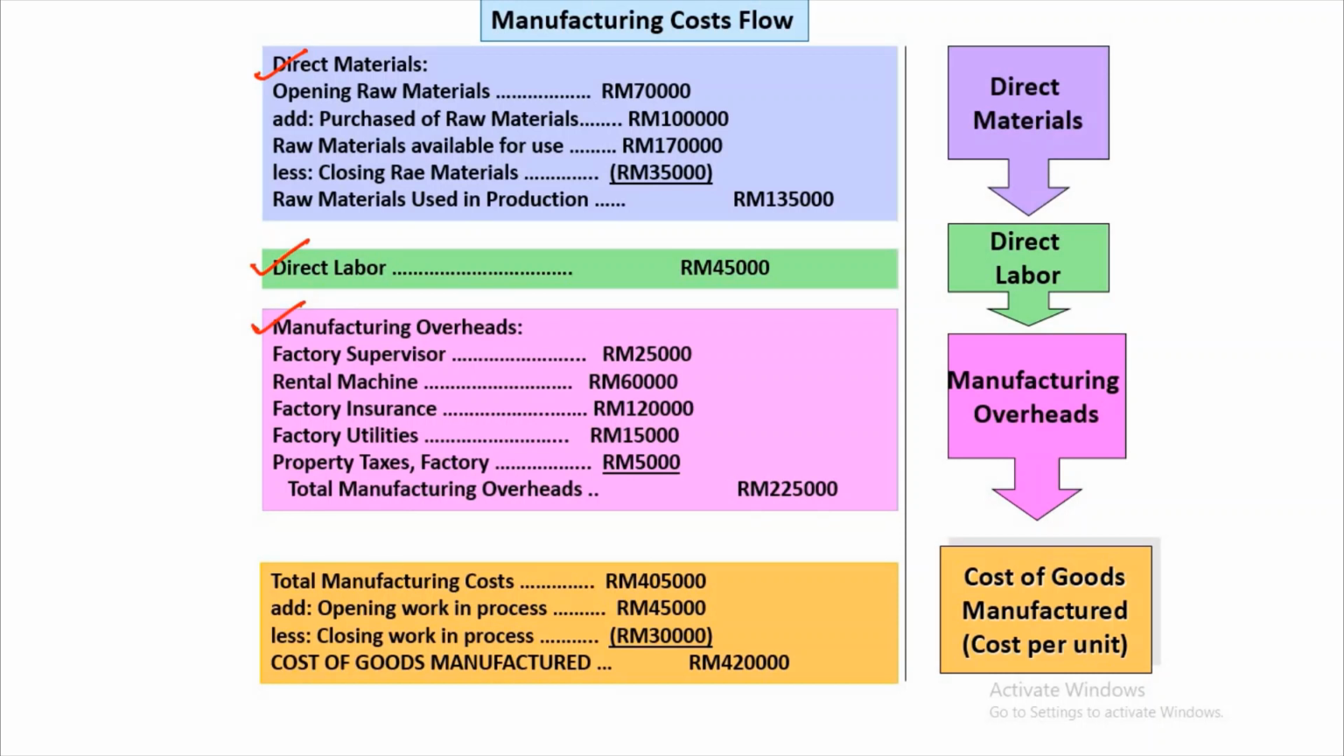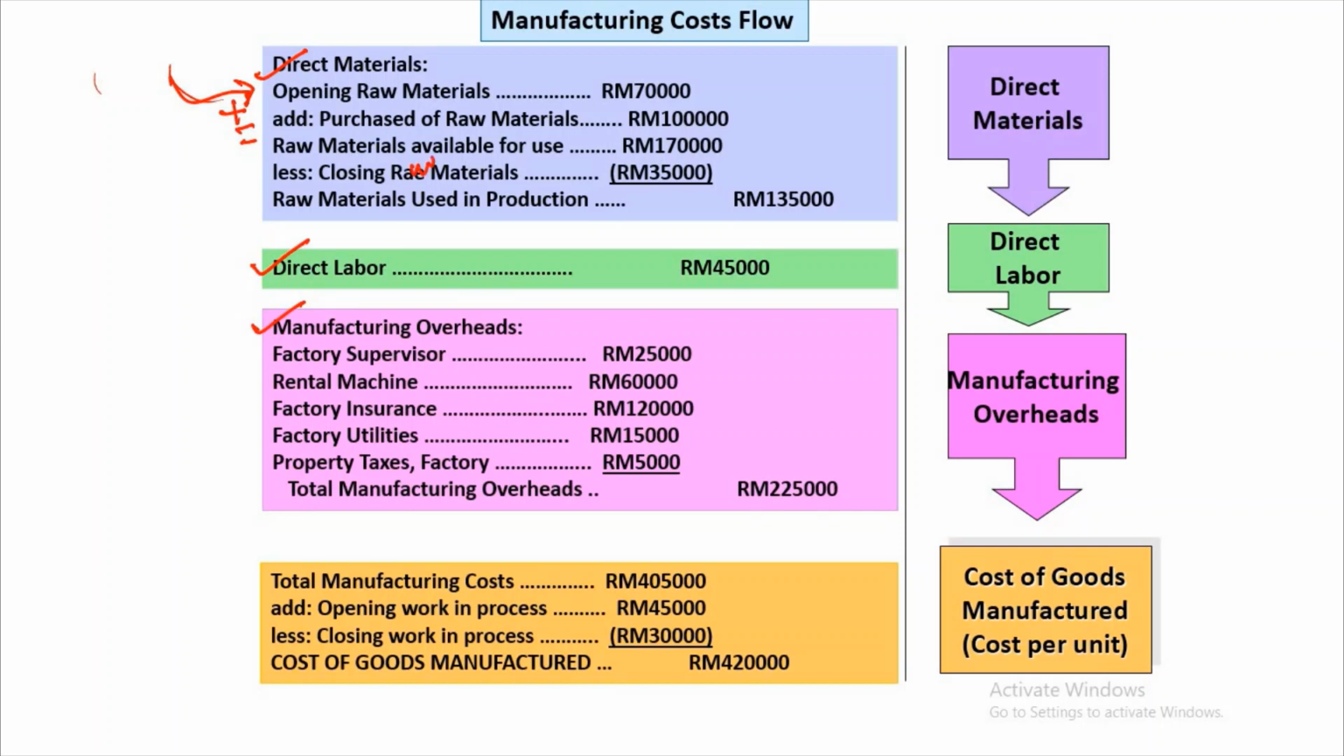Similar to the income statement, where you see cost of goods sold, the same thing applies over here. If the company is a production company, we will see how we come up with this cost of goods manufactured. First, you have your direct material. Under direct material, you have the opening raw material. You add your purchased raw material to get the raw material available for usage, and then you minus the closing raw material.